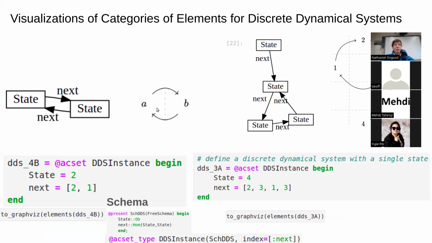I just remember my confusion about the different names of schema in Catlab.jl. What's the meaning of free schema here? Why is it called free schema? So, great question. The question was, what's the meaning of a free schema here?